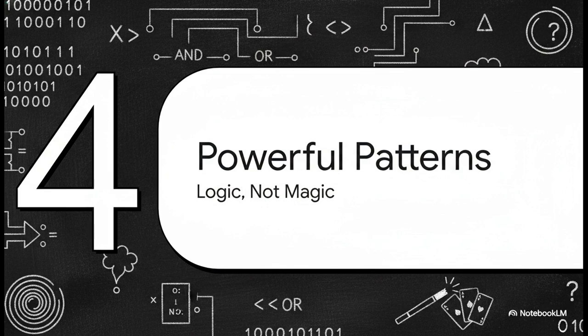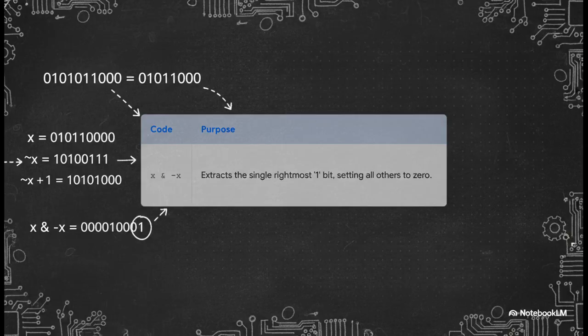All right, now that we have the fundamentals down, we can look at a few common patterns. And these are the ones that might look like magic at first, but you'll see they are just direct, logical results of the rules we've already set up. This is probably the most famous one, x & -x. So how on earth does it work? Well, just remember that -x is the same as ~x + 1. So what happens is you flip all the bits of x, then you add 1.